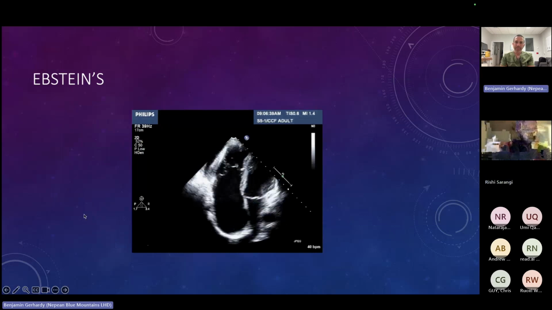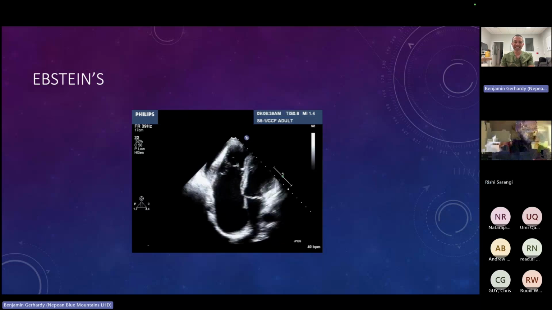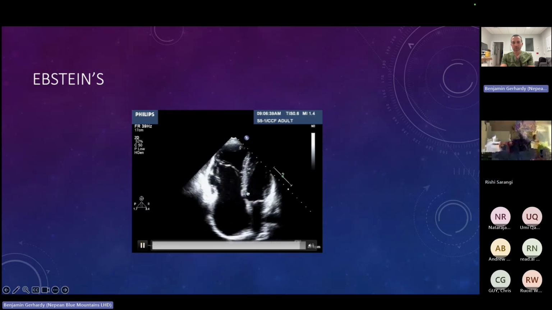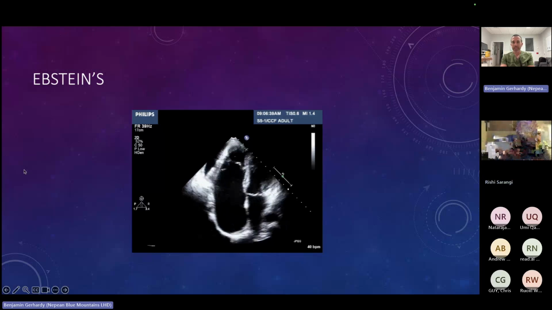So Epstein's is a spot diagnosis equivalent, right? Epstein's is when the tricuspid valve is significantly further offset into the right ventricle. So the distance between where the tricuspid valve joins onto the septum and where the mitral valve is should be less than a centimeter or so. When you get a tricuspid valve attaching much lower down here, so it makes all of this right atrium and this right ventricle, that's Epstein's.